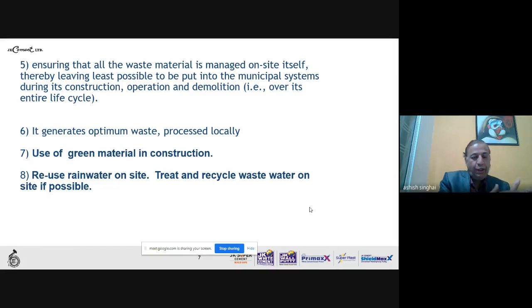So switch from OPC to blended cement, switch from red bricks to autoclaved aerated concrete blocks or your fly ash bricks, switch from river sand to your M grade sand, manufactured sand. Reduce the quantum of steel in your structures as far as possible. So these are all parameters that we have to put into consideration while designing a green building. And as already mentioned, reuse the rainwater on the site. So for that, we need to have very good rainwater harvesting in place.